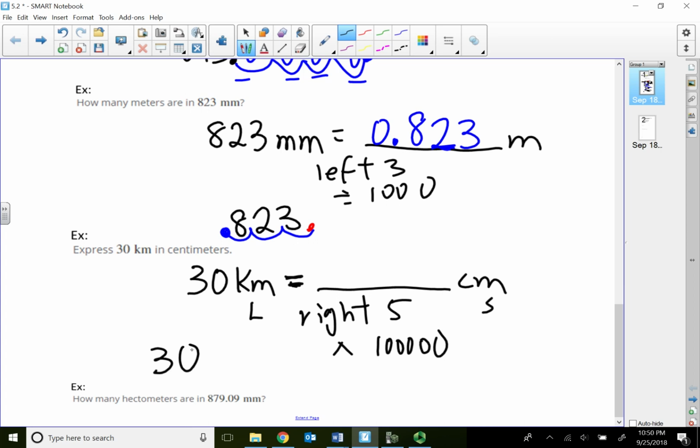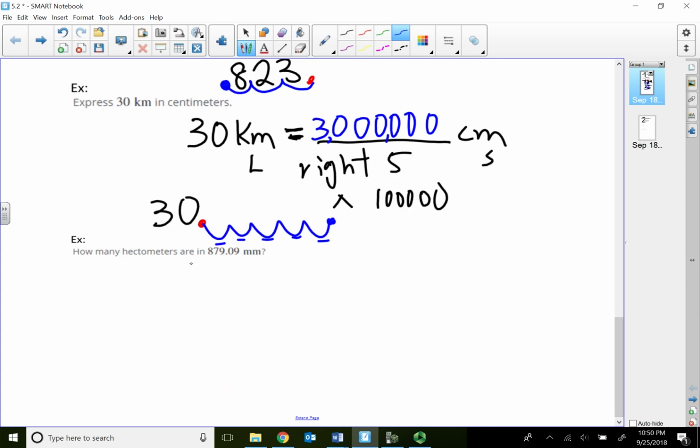So started with 30. Decimal is right behind it. Now move it to the right 5 places. 1, 2, 3, 4, 5. So that's 5 extra empty slots I can put 0s in. So here's my 30. Now add 5 zeros behind it. My answer, 3 at a time, 1, 2, 3. So that's actually what? 3 million. Okay, 3 million centimeters.